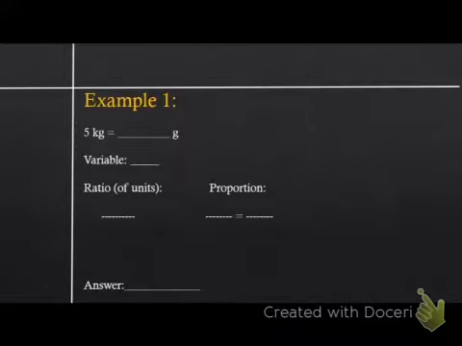Example 1: 5 kilograms is equal to how many grams? Okay, so we all have our star chart. With our star chart, if you look at the weight and mass section on the back side, we know that 1 kilogram is equal to 1,000 grams.